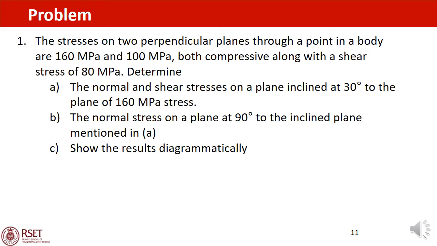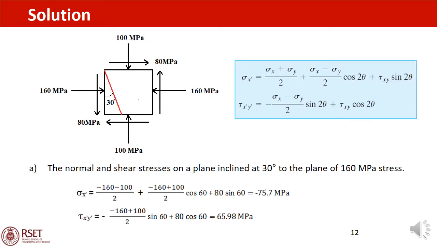And in part B, we are asked to find out the value of sigma y dash, which is acting on a plane at 90 degree to the plane mentioned in part A. So you need to find out the value of sigma y dash, and you are also asked to show these results diagrammatically. The given data can be represented on a standard element like this.